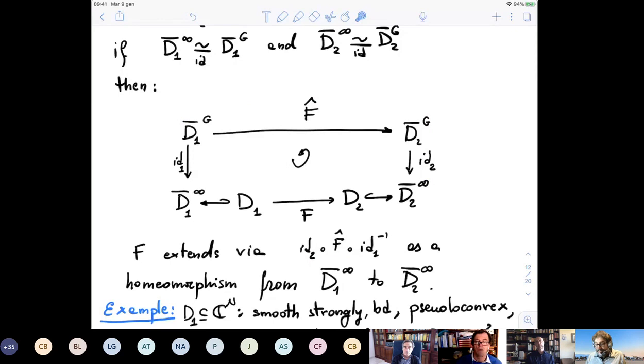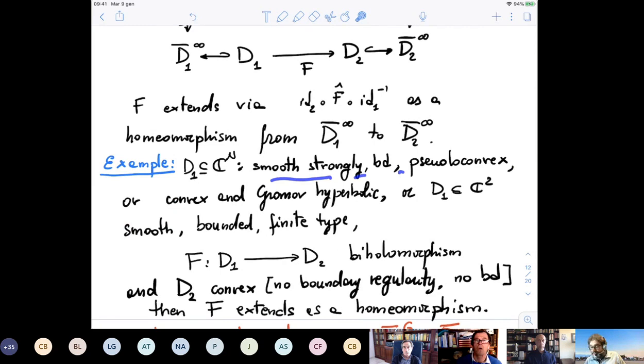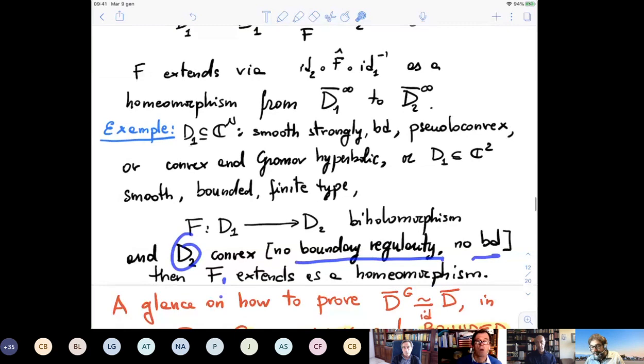Okay, that's important. In particular, if you use the result I mentioned in point one, if D1 is a smooth, bounded, strongly pseudoconvex domain, or a convex and Gromov hyperbolic domain, or a domain in C2, smooth, bounded, and of finite type, and if you get a biholomorphism and the image here is, for instance, convex, with no boundary regularity, no boundedness of the domain assumed, then the map always extends as a homeomorphism. So you don't need any regularity condition to get automatically an extension as a homeomorphism.